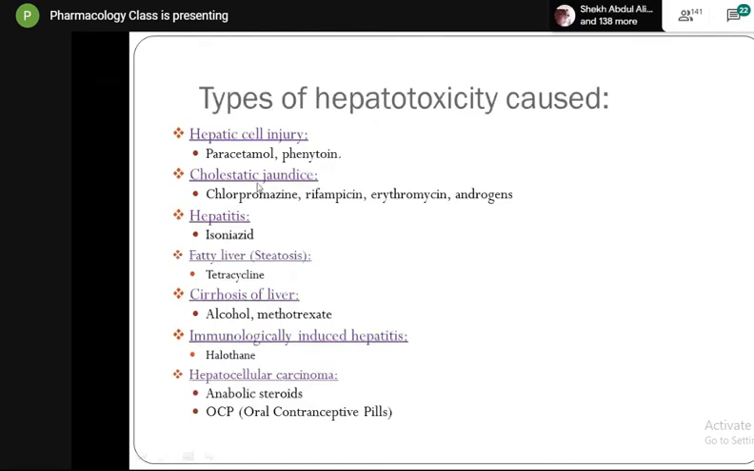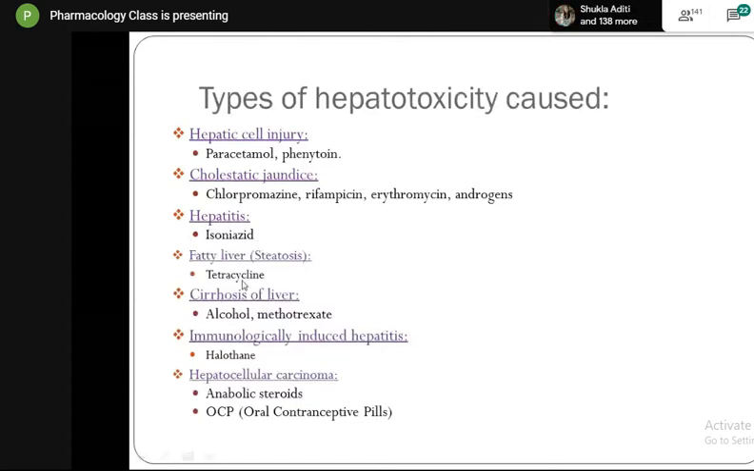So next is your cholestatic jaundice. Okay, in this case, the drug causes an interruption in the bile flow, because of which there can be an increase in the bilirubin level. That will lead to jaundice-like features or symptoms, and that is known as cholestatic jaundice. Drugs causing it are chlorpromazine, which is an antipsychotic drug, and you know about rifampin, erythromycin, and androgens. Hepatitis, we all know, is inflammation of the liver, and one example of a drug causing it is isoniazid.